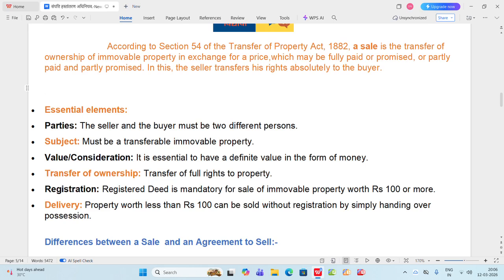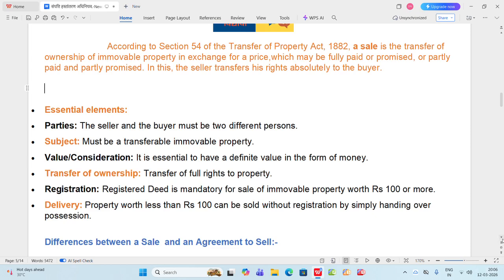Registration. The property must be registered. So a registered deed is mandatory for sale of immovable properties worth rupees 100 or more. If the property is worth rupees 100 or more, a registered deed is required. Delivery. Property worth less than rupees 100 can be sold without registration by simply handing over possession. So friends, these were the essential elements of sale.